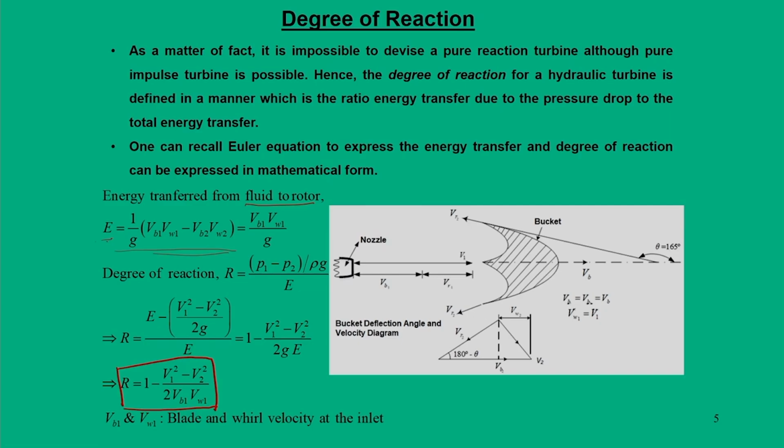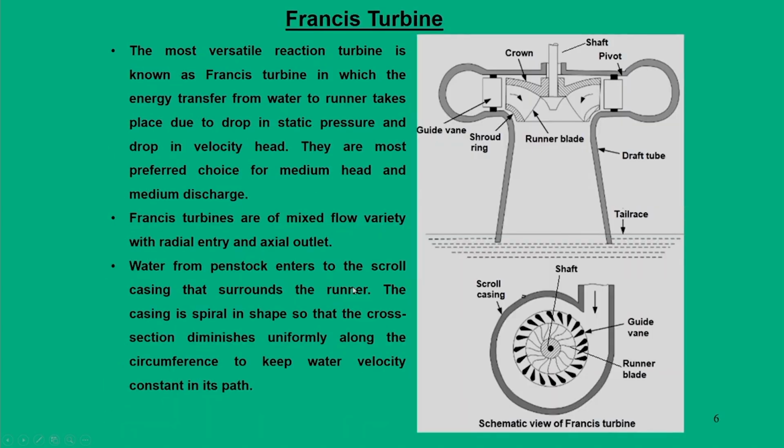We have said that there is no pure reaction turbine, so there has to be some component in which the energy is transferred due to both pressure head as well as velocity head. Now, the most versatile turbine under the reaction turbines is the Francis turbine. Here, the energy transfer from water to runner takes place due to the static pressure drop as well as the velocity head, and they are mostly preferred for medium head and medium discharge.